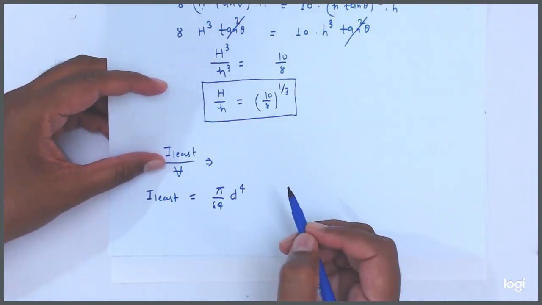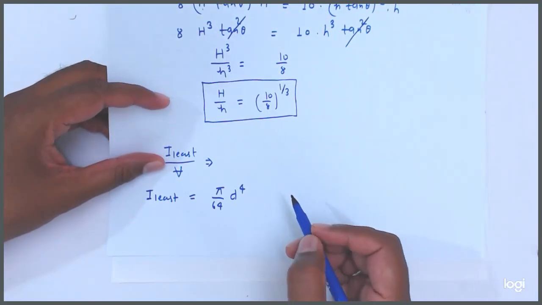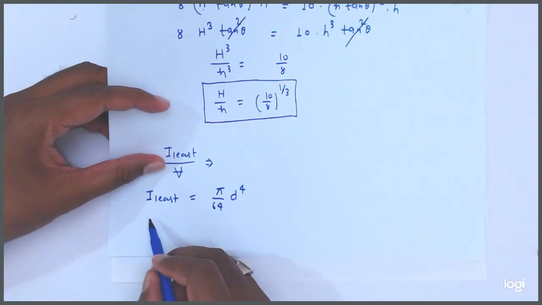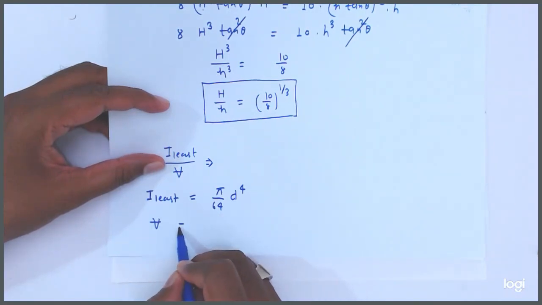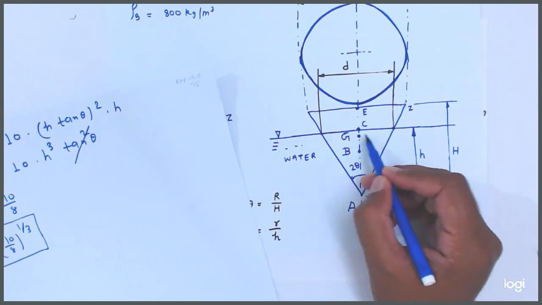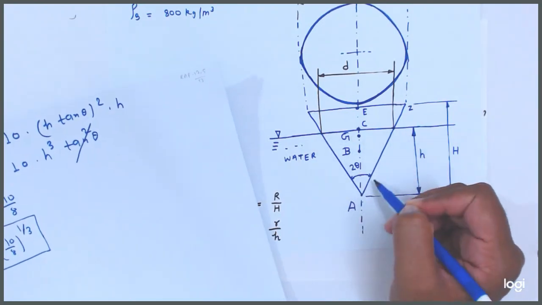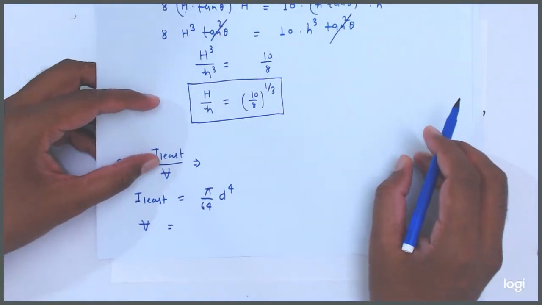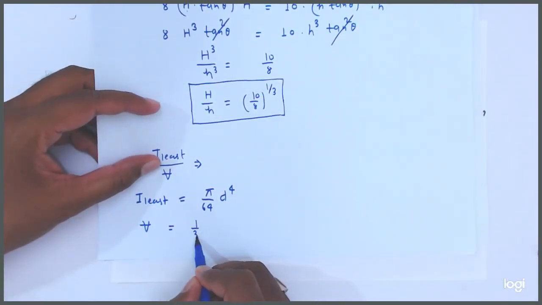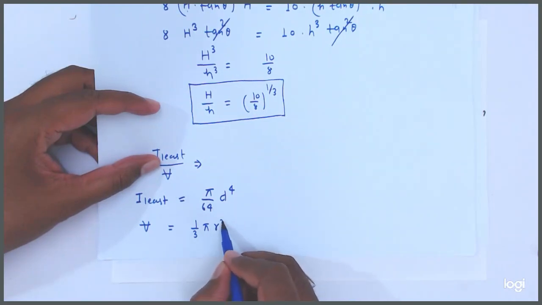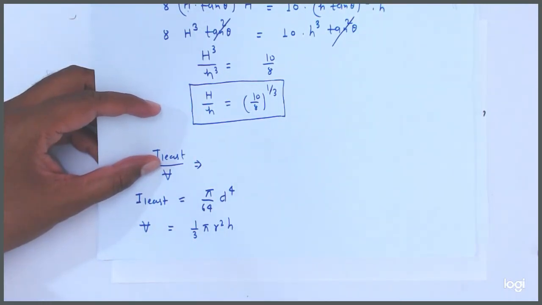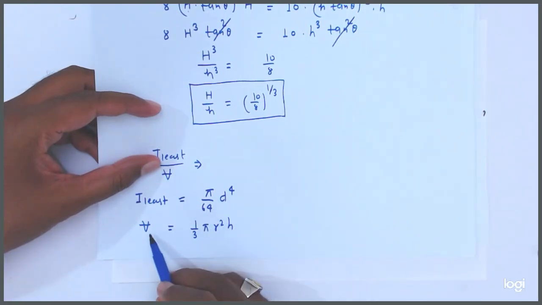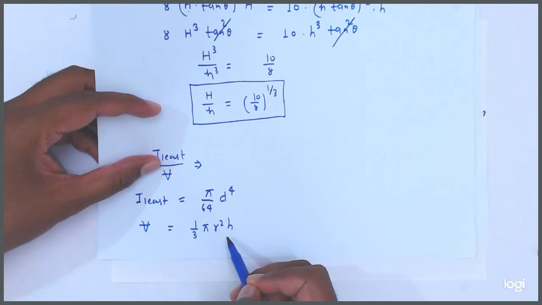This is the least moment of inertia. Okay friends, now what is the volume of liquid displaced? Volume of liquid displaced means this much volume only we have to consider. So this is the volume displaced. So what is the volume, friends? Volume already calculated here: 1/3 π r² h. So we are getting the I least value and the volume.